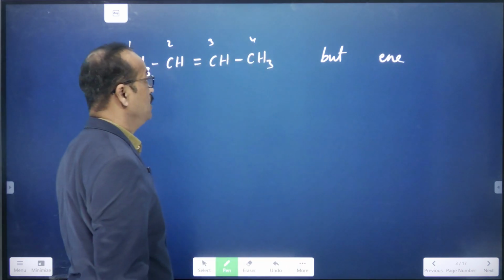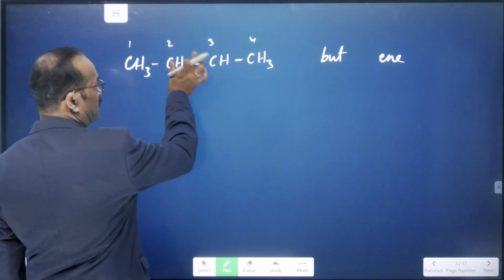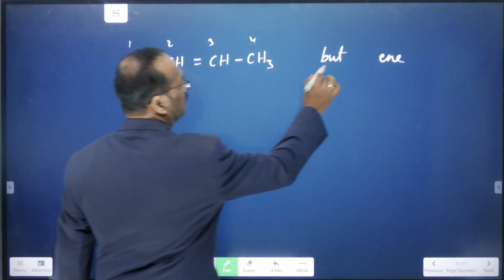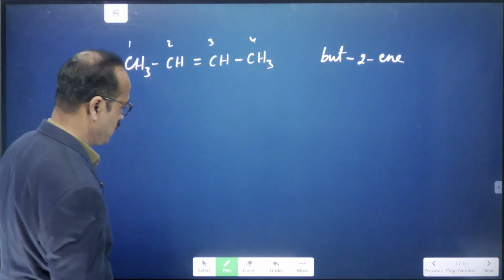These both are correct. But the double bond is present between which carbons? Between 2 and 3. In that, which is the lowest number? 2. So you have to write it 2-ene. This is if I am counting from this side, right?